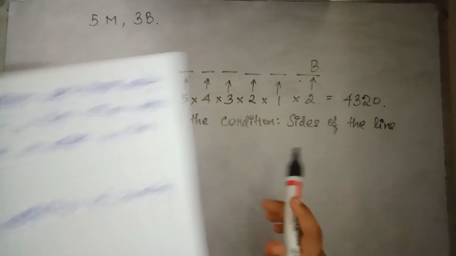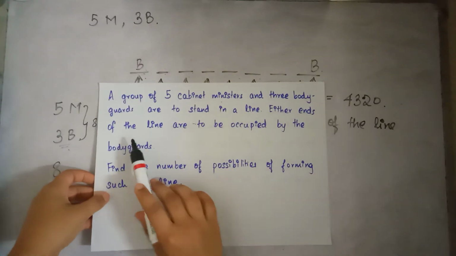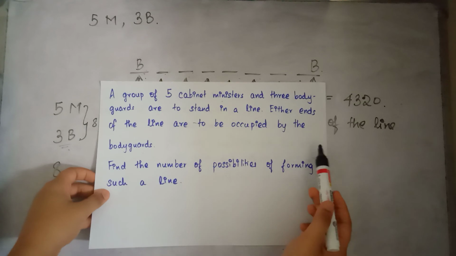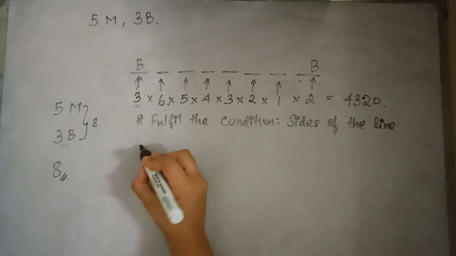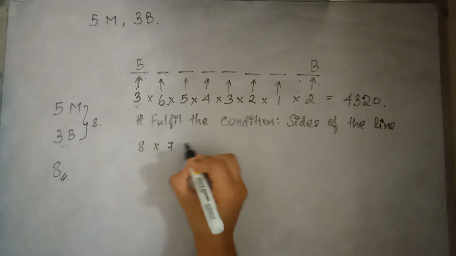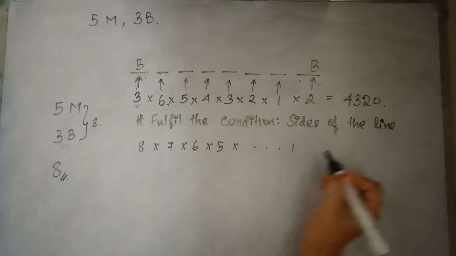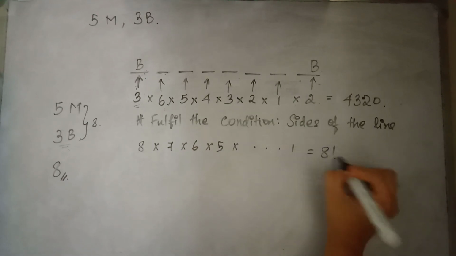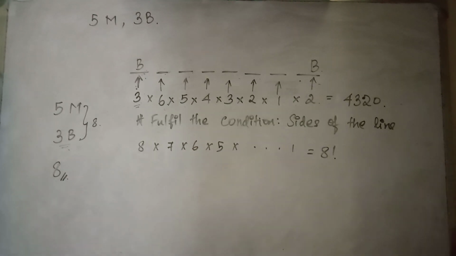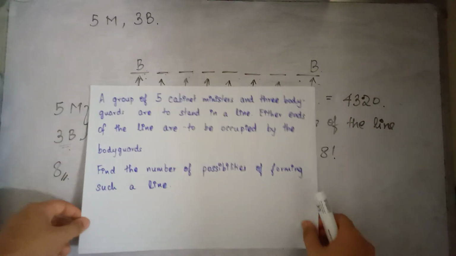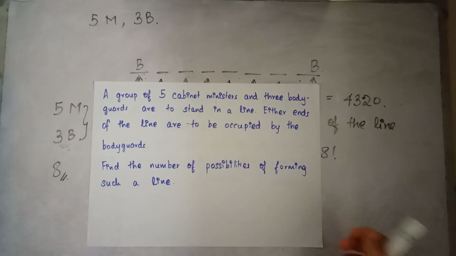Now let's just say we had no condition. There was no condition stating that either ends of the line are to be occupied by bodyguards. Then I'll have 8 into 7 into 6 into 5 all the way till 1, and here I'll be using 8 factorial instead. So this is how you solve such a problem. This is a very basic problem.